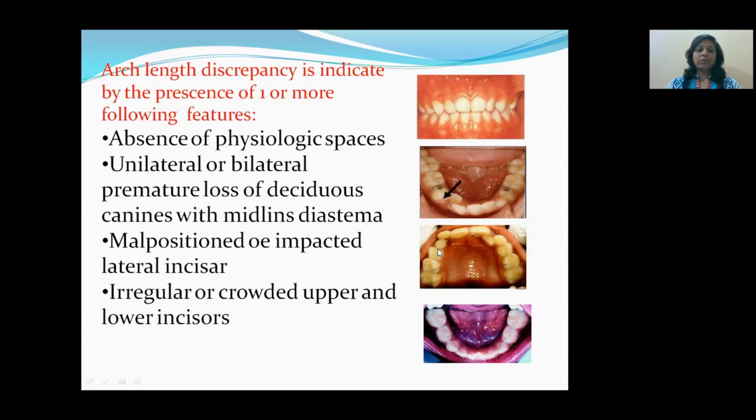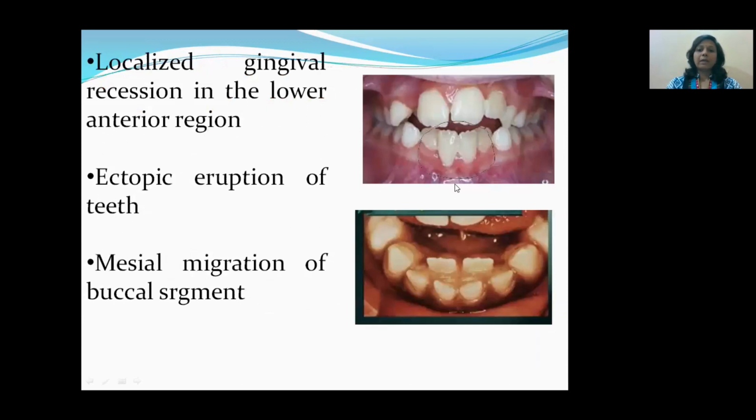Malpositioned or impacted lateral incisor may indicate opting for serial extraction. Irregular or crowded upper and lower incisors again indicate the presence of arch length discrepancy. Localized gingival recession in the lower anterior segment, due to the crowding of the lower anterior teeth, is a definite indicator of arch length discrepancy. Ectopic eruption of teeth and mesial migration of the buccal segment are again a few indicators for arch length discrepancy.